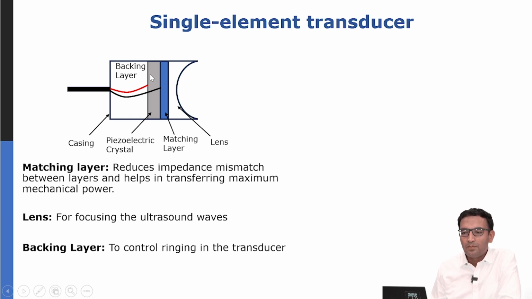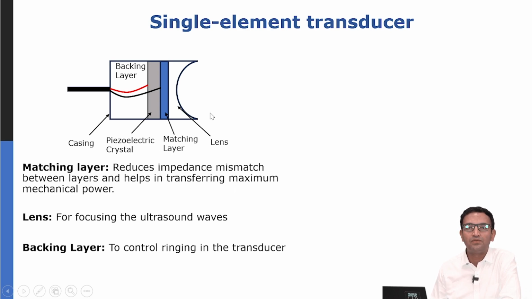And then behind the piezoelectric crystal, you have something called the backing layer. Literally, it is in the back of the piezoelectric crystal, and this can either be just air filled or it is filled with some kind of epoxy or dense material, which we'll see in a minute. The matching layer, like I said, reduces impedance mismatch between the layers, the crystal and the lens and the tissue, and it helps in transferring maximum mechanical power.